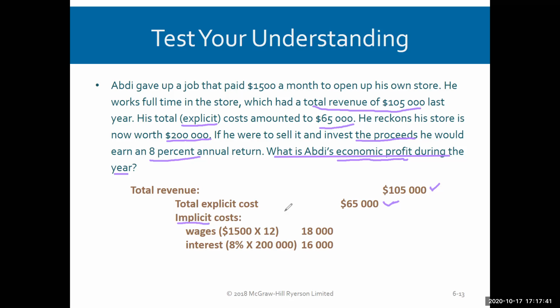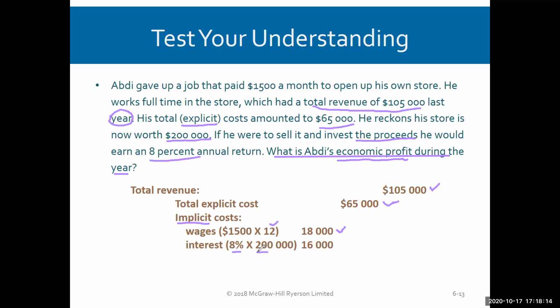You have to be very careful with this because the wages are 1,500 a month. So you have to multiply by 12 to get the implicit wage cost of 18,000 a year, because this total revenue was 105,000 last year. So be careful when you're doing these, take them all to the same length of time. If it's annual, take it to annual. If it's monthly, take them all to monthly. This case, it's annual. So the annual interest rate was 8%.